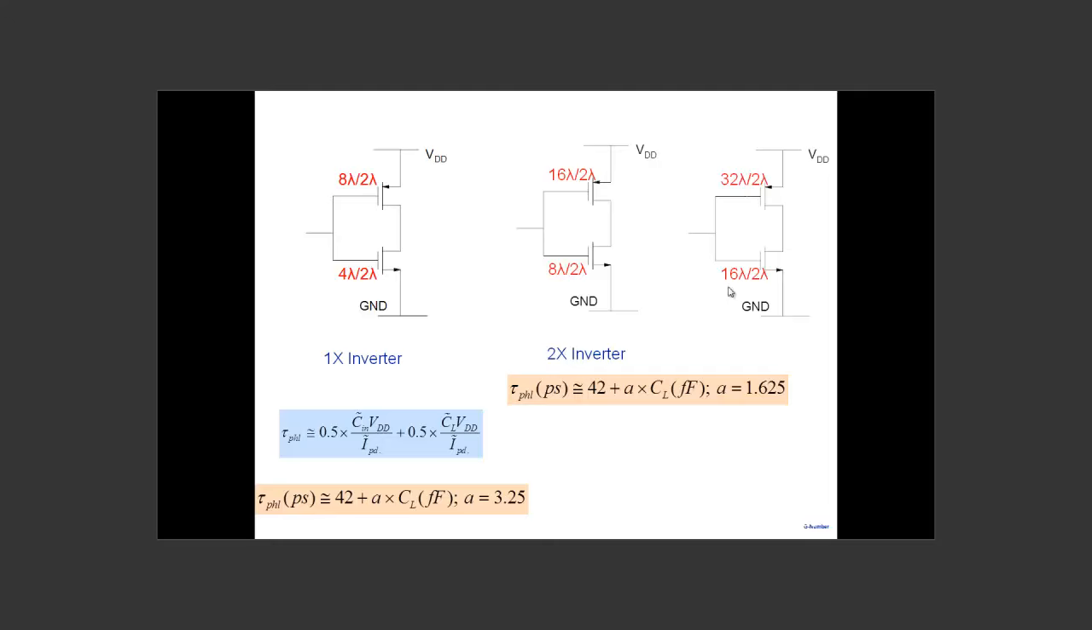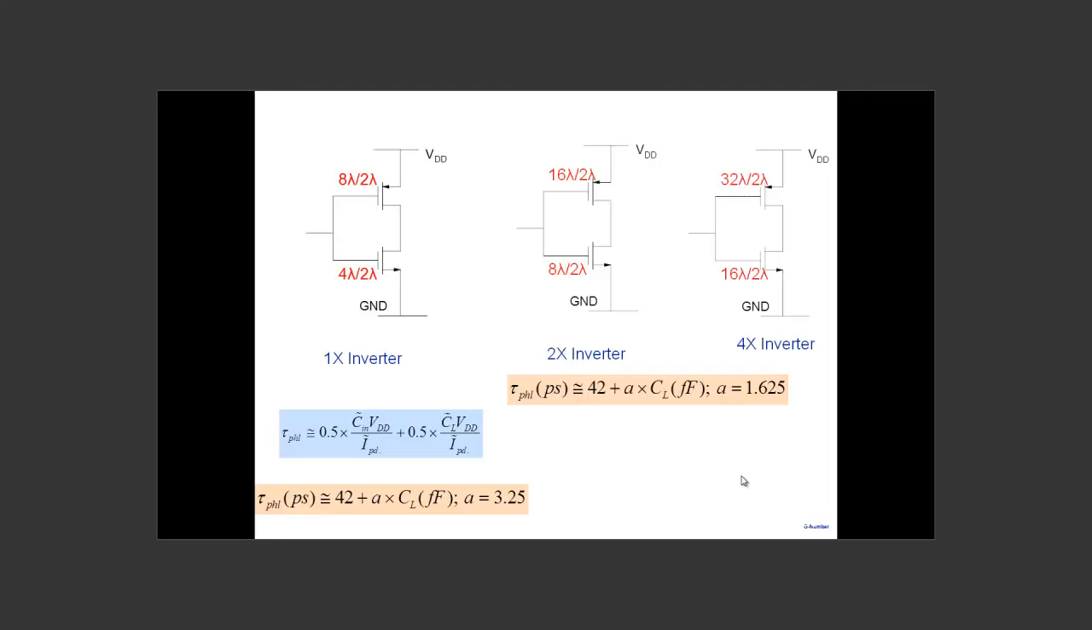And I can make another inverter which is 4 times strong as this one. So this will be called a 4x inverter. Its delay, if I load it with 1 femtofarad, would be half of this. It will not increase as much. So this is 4 times. So people will have various kinds of inverters: 1x inverter, 2x inverter, 4x inverter, 8x, 16x. Okay, so let's see this example here.